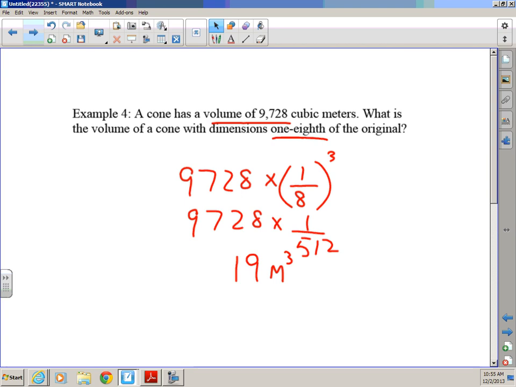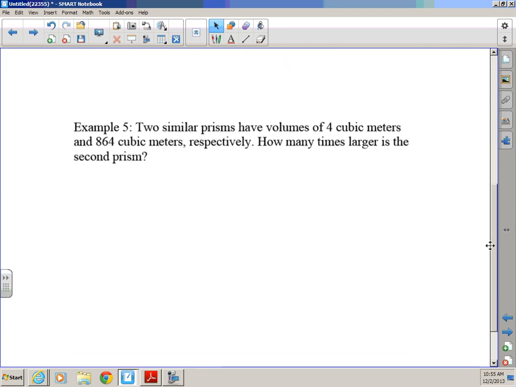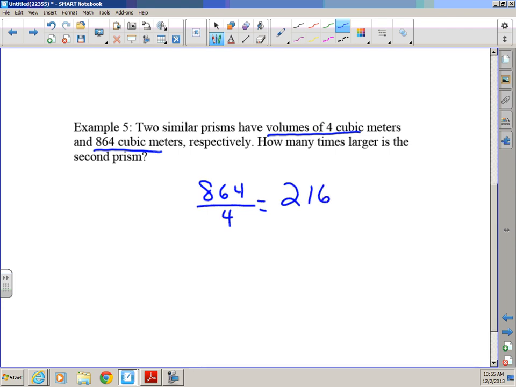Now, the last one is a little different. The last one gives you the before and after. I went from a volume of 4 to a volume of 864. So how many times bigger did it get in volume? Well, 864 divided by 4 is 216. So that 216 is the change in volume.